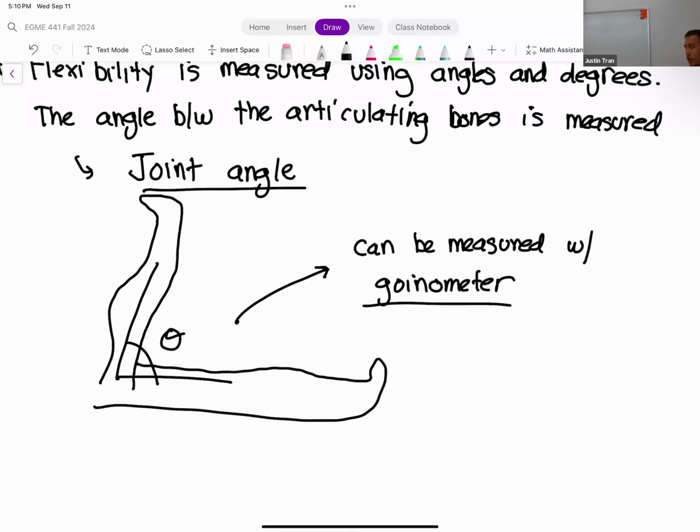And so a goniometer is literally just a giant protractor that has two arms to it. It's the old school way to do it. But a lot of times nowadays, especially if you're doing motion analysis of someone, these joint angles are measured using motion capture. And so we'll be talking about motion capture technology and how we can get things like joint angles, joint velocity, joint accelerations from that.